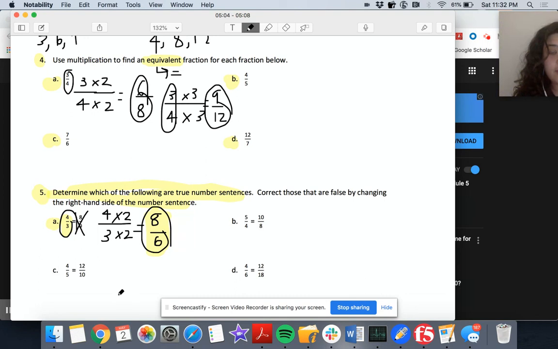Okay, so I know that 4/3 is not equivalent to 8 over 9 because when I multiplied the numerator and denominator by the same number, by 2, I did not get this answer. I got 8 over 6. So this is equivalent and 8/9 is not. Okay, so go ahead and try B, C, and D on your own.